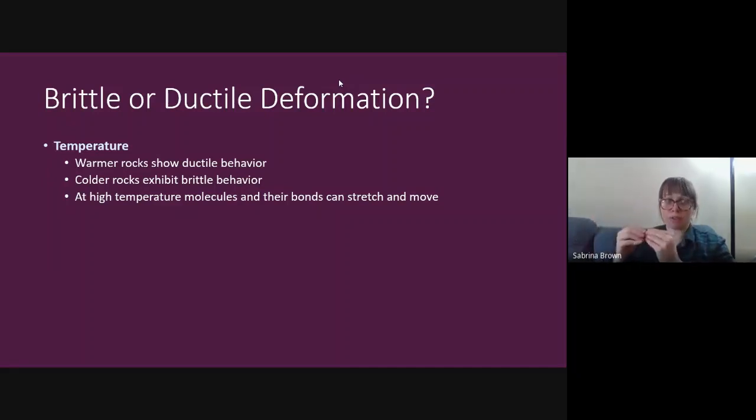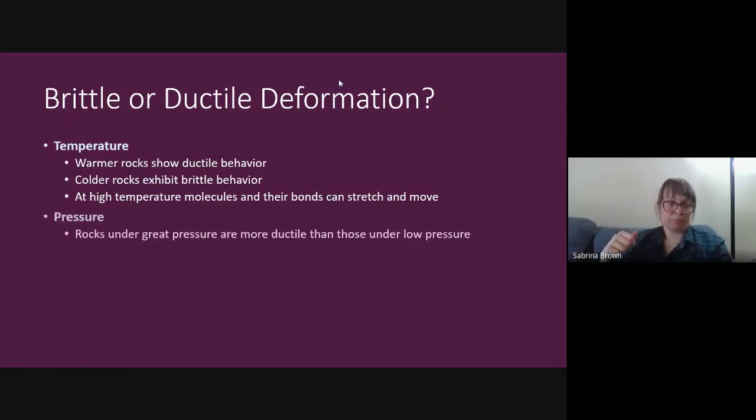So rocks that are warmer are typically going to be more ductile. Rocks that are colder are going to be more brittle. This is because at higher temperatures, molecules and the bonds that hold them together can stretch and move around without breaking.